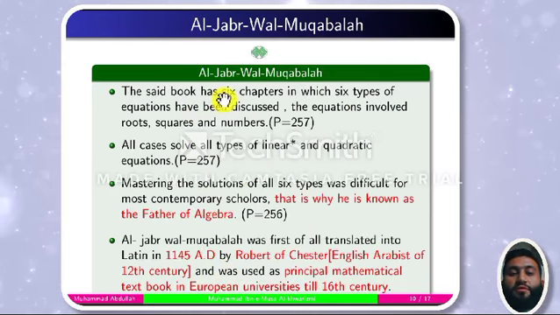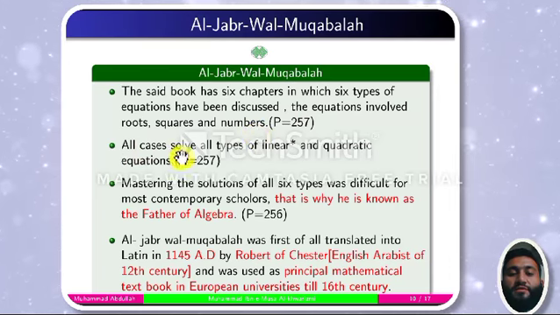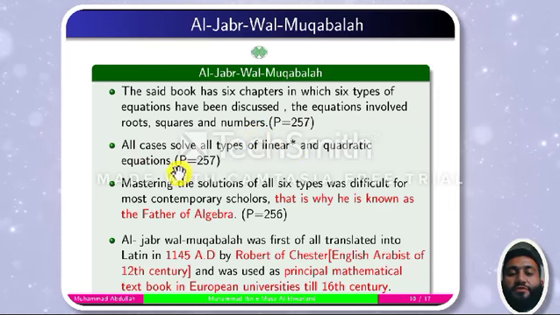The said book has 6 chapters in which 6 types of equations have been discussed. The equations involved roots, squares, and numbers. All cases solve all types of linear and quadratic equations. Mastering the solution of all 6 types was difficult for most of the contemporary scholars. That is why he is known as the father of algebra.